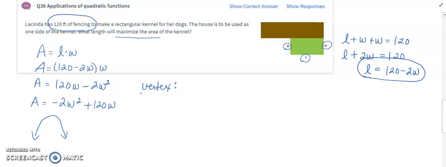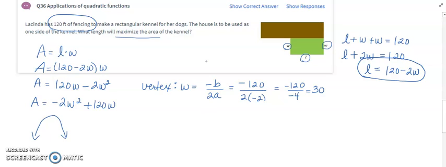And the vertex is not x equals in this case, but W equals negative b over 2a. So negative b is negative 120, divided by 2 times a, which is negative 2. So negative 120 divided by negative 4 is 30.